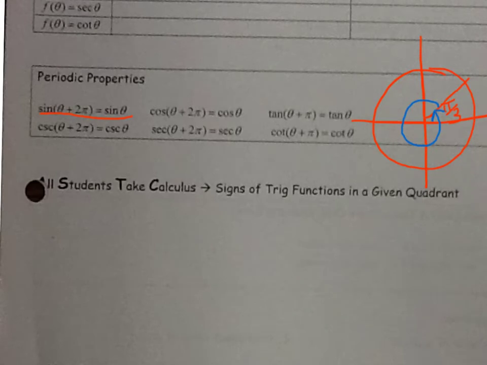And the same holds true for cosine, secant, and cosecant. Those all have a period of 2 pi. In other words, if you go around the circle one full time, you start repeating your values again. Now, tangent, cotangent, they only have a period of 1 pi. Meaning it only takes halfway around the circle to start repeating the values. All right, now let's take a look at that. Let's see if that's really true.